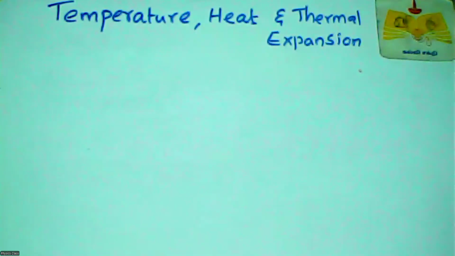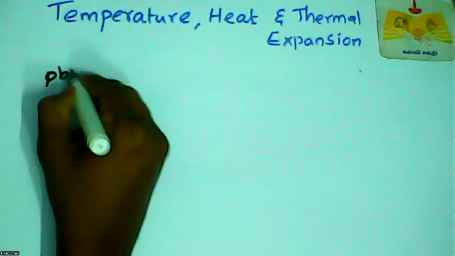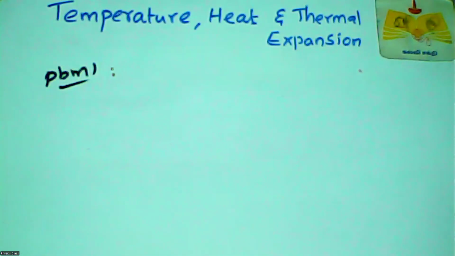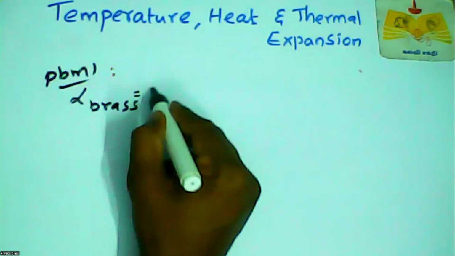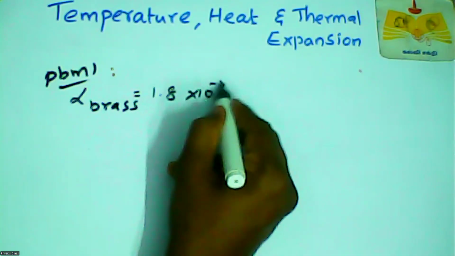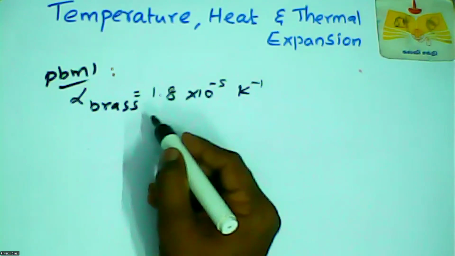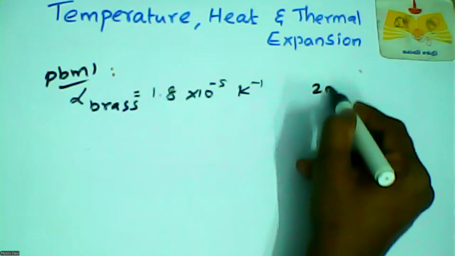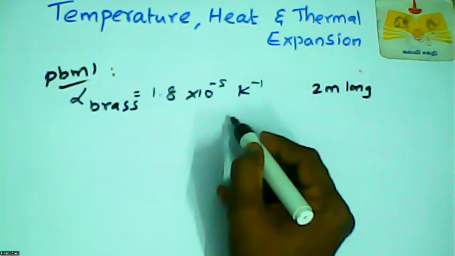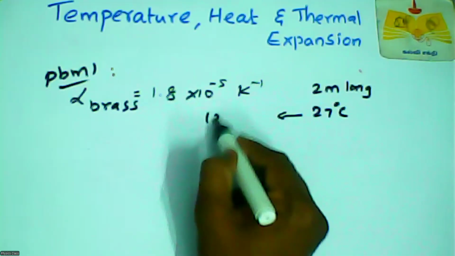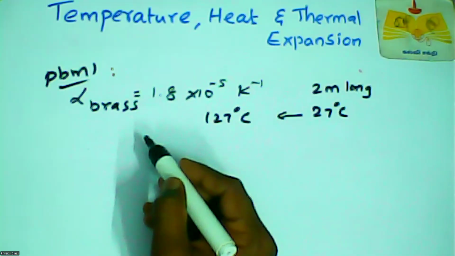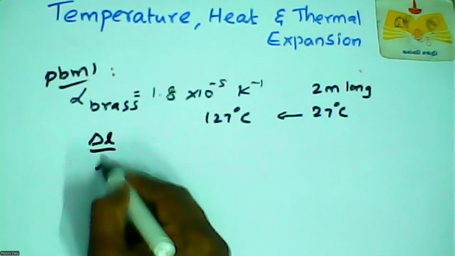So for problem number 1, the data are, first of all, alpha. Clear? So we can write here, brass alpha 1.8 into 10 power minus 5 Kelvin inverse. The brass rod is 2 meter long at 27 degrees Celsius. It is heated to 127 degrees Celsius. Calculate the increase in length. Already we know the formula.